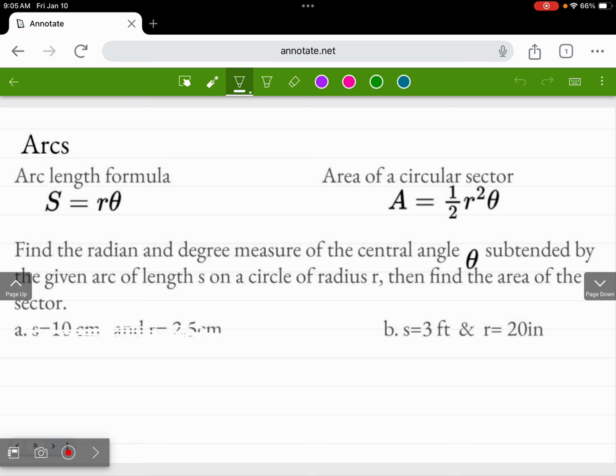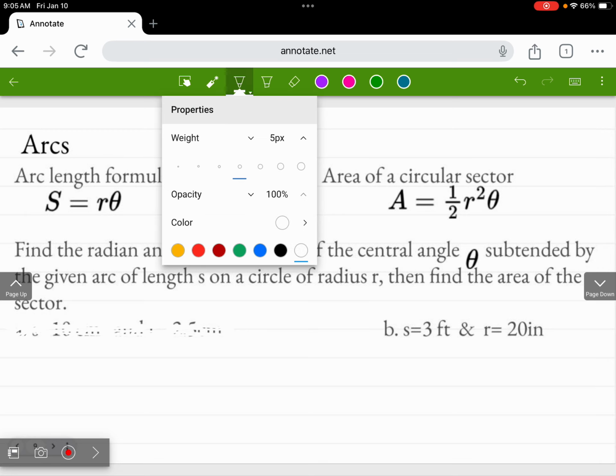So we're gonna do B. Oh, that pen is so much skinnier. Oh my gosh. We're not gonna do it. We're gonna do B just because we don't need to do too many of them. I don't want to use all of our time. We got things to do.